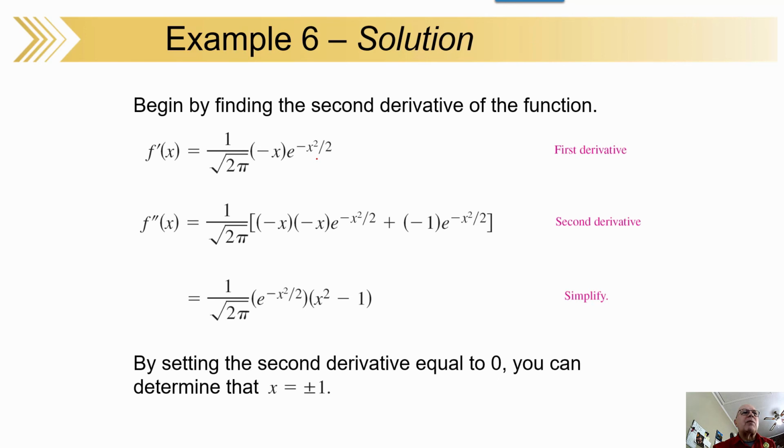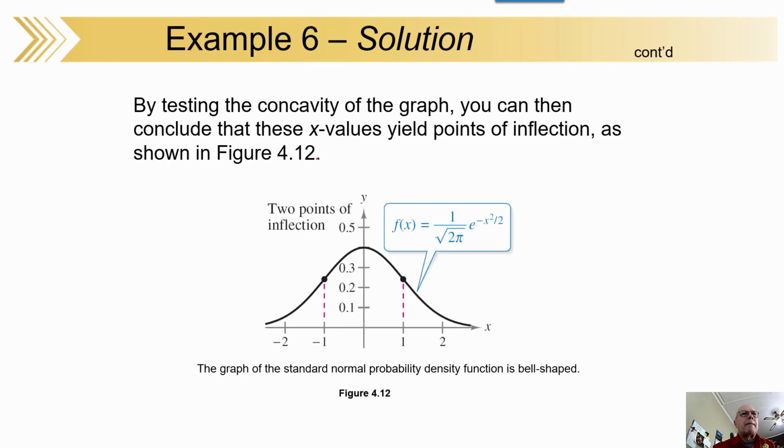If you set that equal to 0, you can find that x is plus or minus 1. The graph of that standard distribution has an inflection point at positive and negative 1. And that's what it looks like. And 1 and negative 1 are where it turns around.